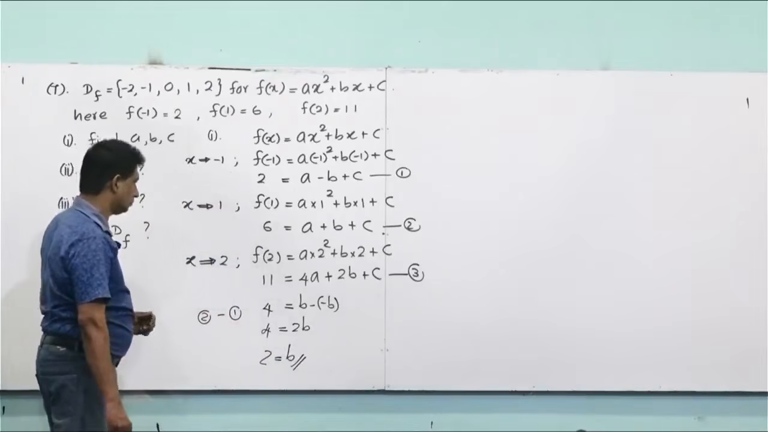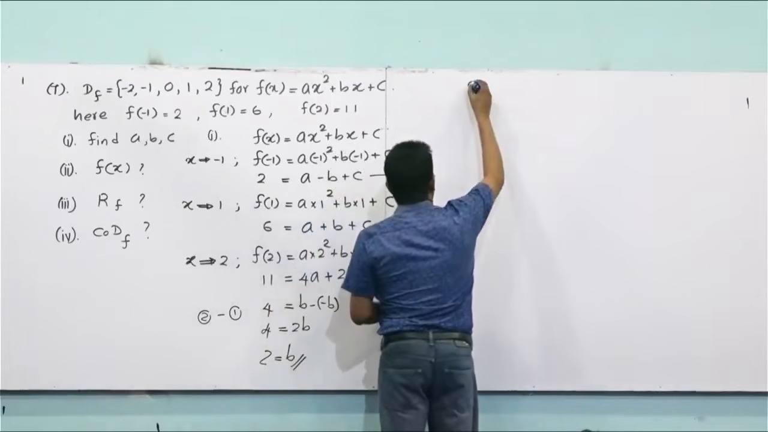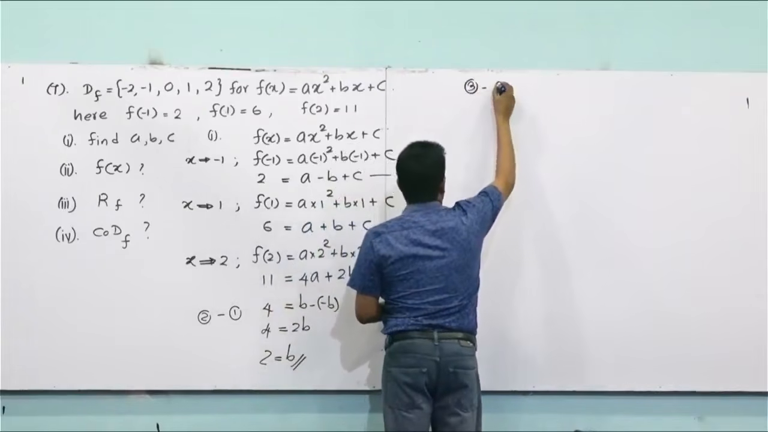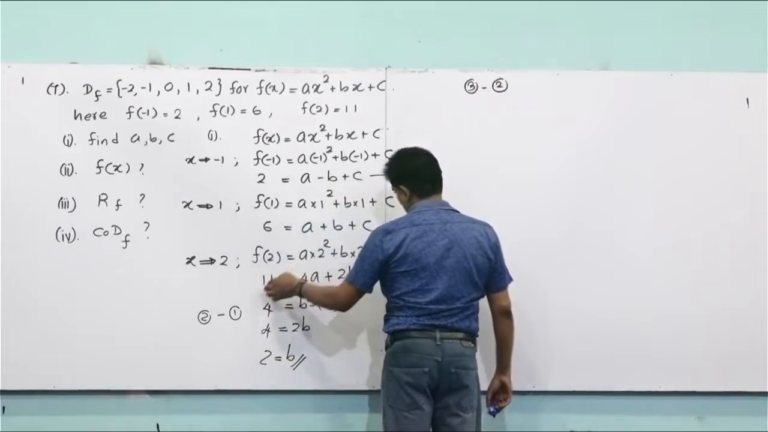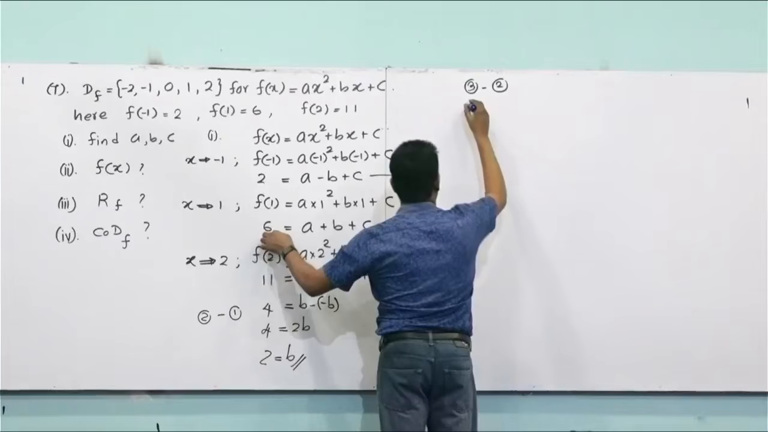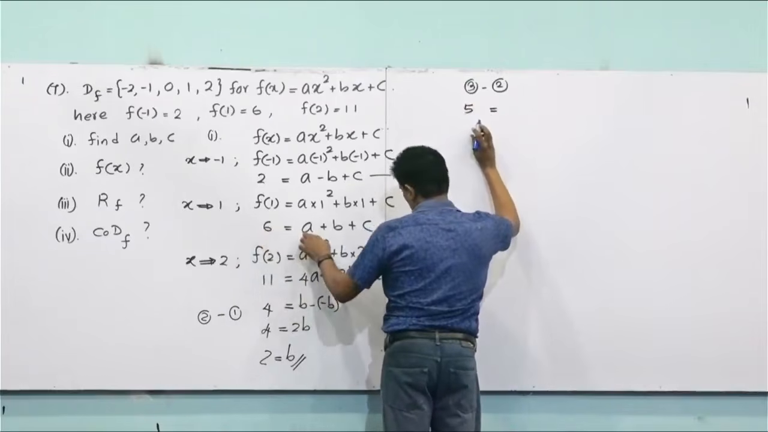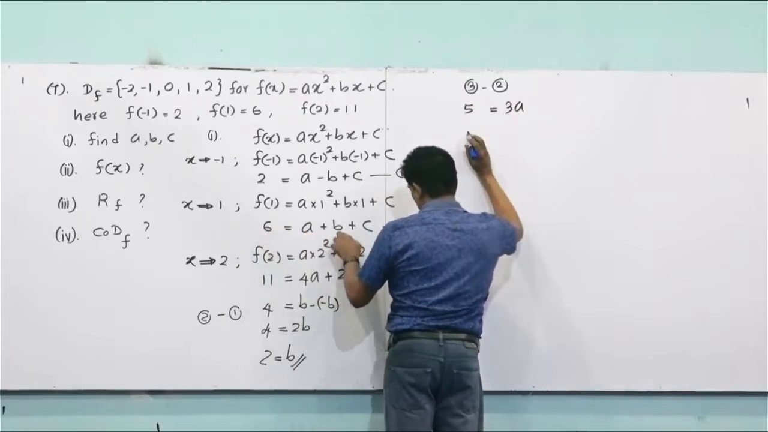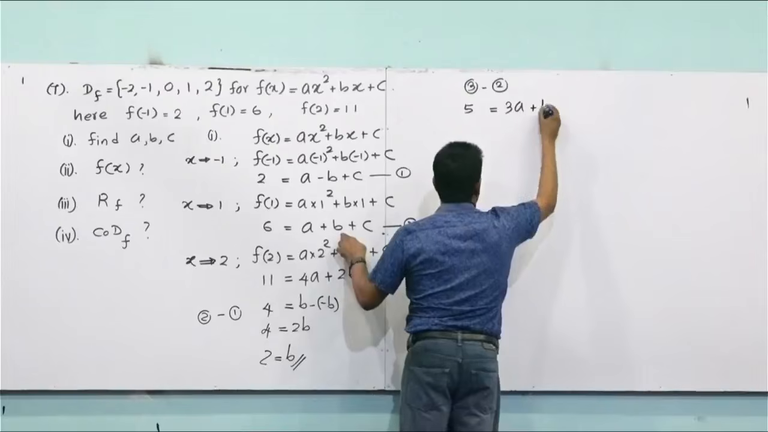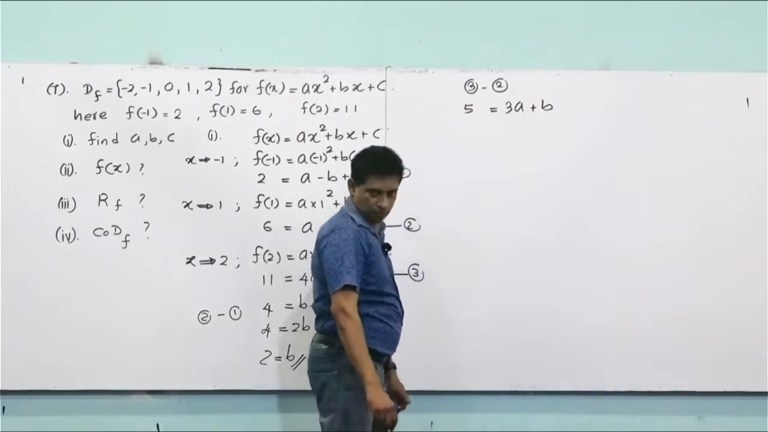Then from equation 3, I subtract equation 2. Then 11 minus 6 means 5. 4A minus A means 3A. 2B minus B means B. Plus C minus C removed.